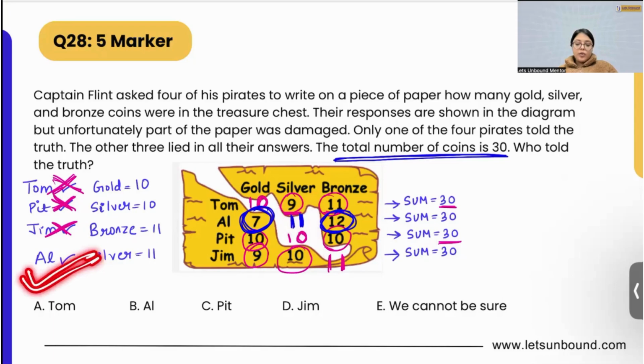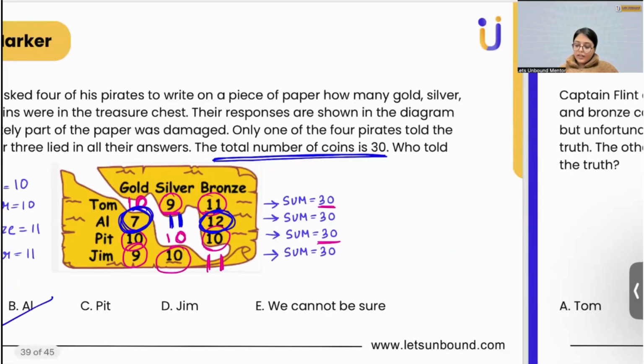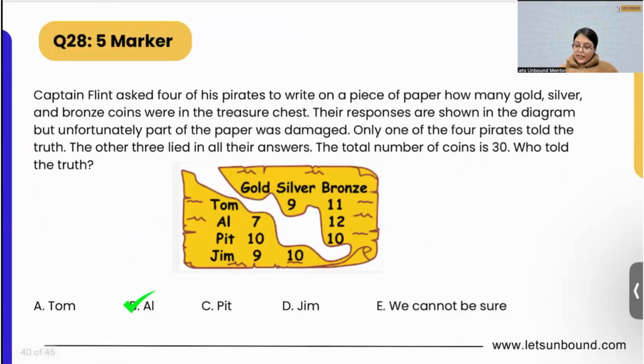So the fourth pirate is telling the truth and the rest are lying, because here no contradiction happened. Everything went smoothly with the conditions. So that means option B is correct. Simple. So B option is right.